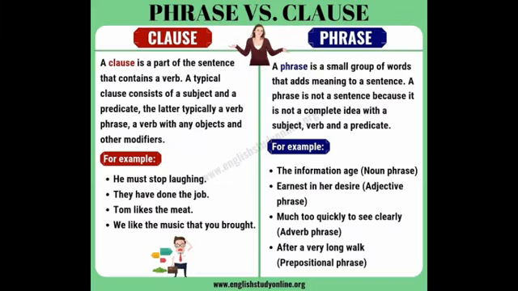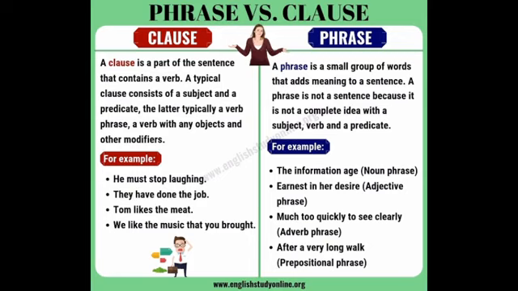Now let's see the definition of a clause. A clause is a part of a sentence. It contains a subject and predicate, and it can stand alone as a simple sentence. A clause is a part of a sentence. Like the phrase, a clause is also a part of a sentence. Second idea, it contains a subject and predicate.